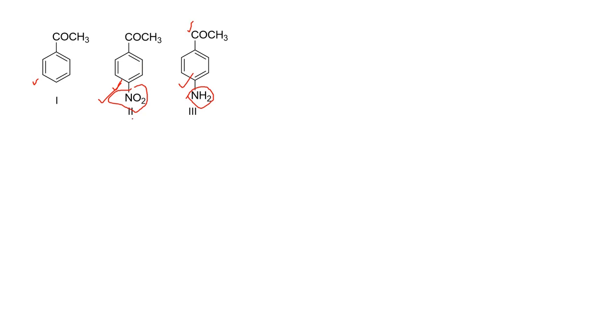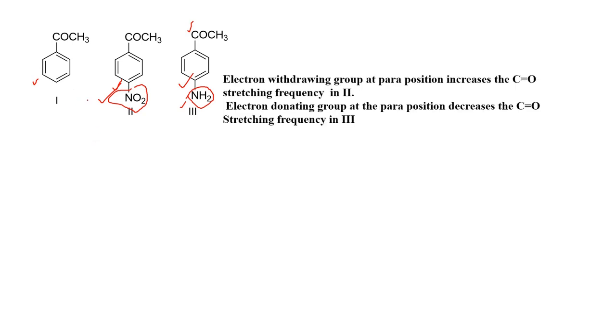The second molecule will have the maximum carbonyl stretching because of the presence of an electron withdrawing group, and the third molecule will have the least amount of carbonyl stretching because of the presence of the amino group, that is an electron donating group. So these molecules can be distinguished by these factors. Acetophenone has a carbonyl stretch in between these two molecules. That is, an electron withdrawing group at the para position increases the C=O stretching frequency in two. Similarly, an electron donating group at the para position decreases the carbonyl stretching frequency in three.